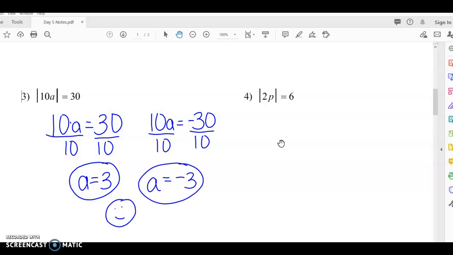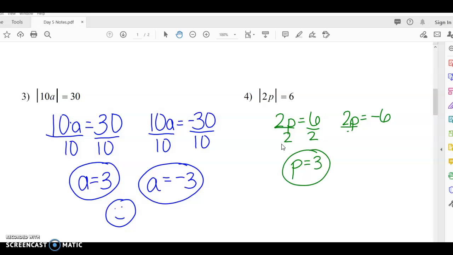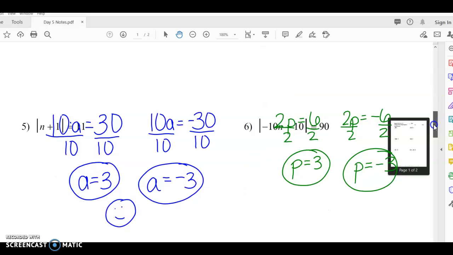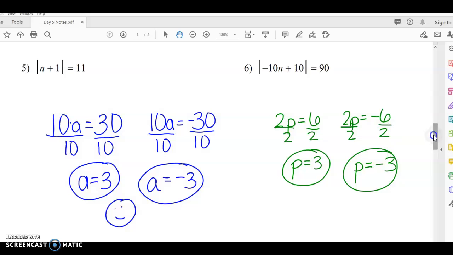Now don't think that your answers are always going to be the same number, just opposite signs, because that only happens here on these easier problems at the very beginning. So on number 4, to get rid of those absolute value bars, I'll go positive and negative. So I have 2p equals 6, and then 2p equals negative 6. So when I divide by 2, 6 divided by 2 is 3, and negative 6 divided by 2 is negative 3. Again, just hang in there. It's not always just going to be the same number, but a different sign.